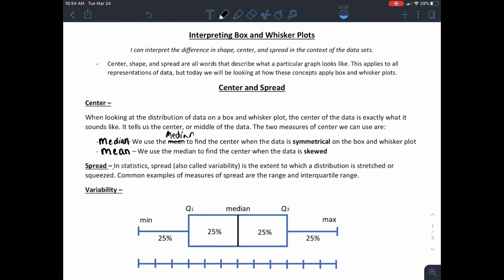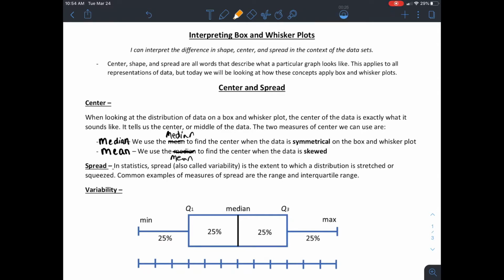Yesterday, we learned how to use our technology to help us find the 5-number summary and how to use that 5-number summary to help us create box and whisker plots. Today, we're going to take it a step further and learn how to interpret box and whisker plots using shape, center, and spread.